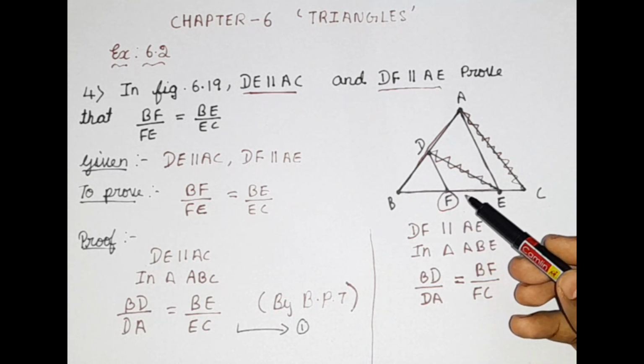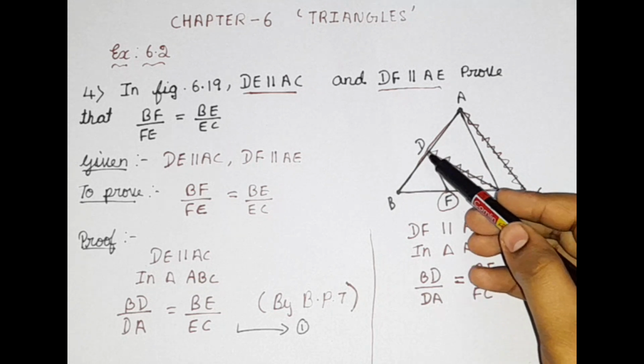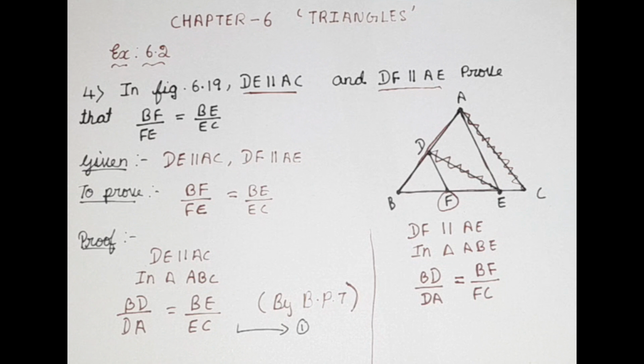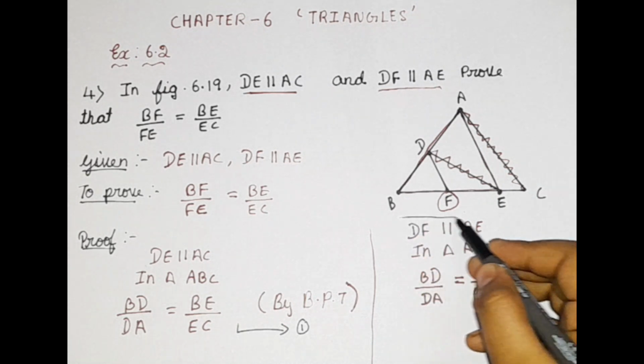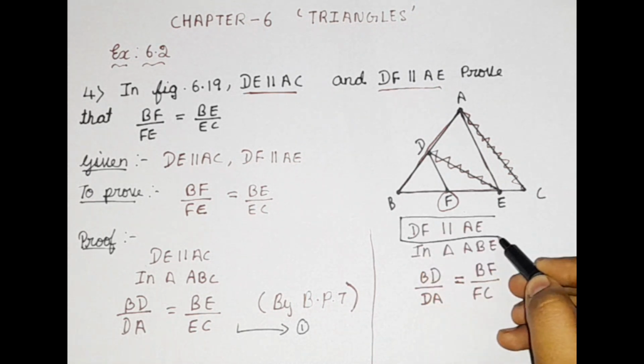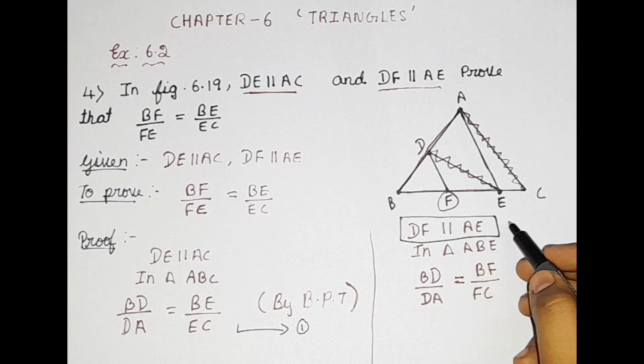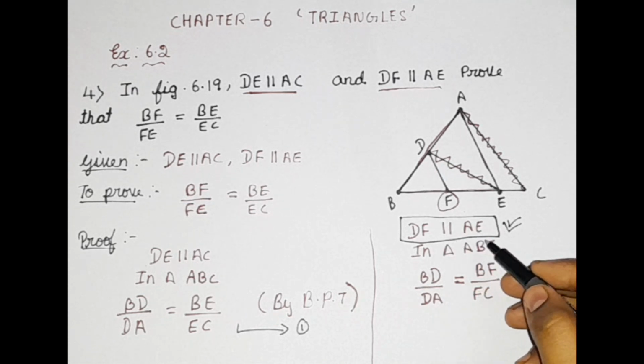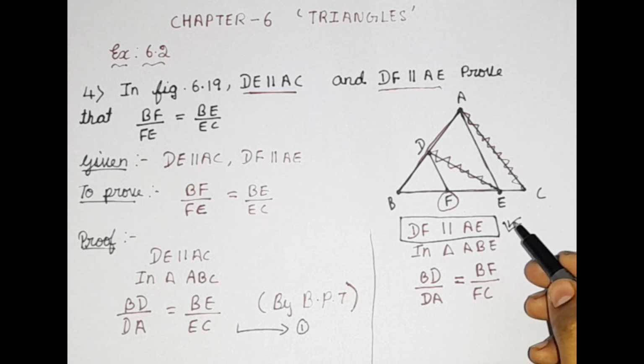Why are we supposed to take F right over here? Because now we just took this one. So now we just took DF is parallel to AE. Am I right? So we are using this condition, and while using this condition, we are supposed to focus only on that condition.